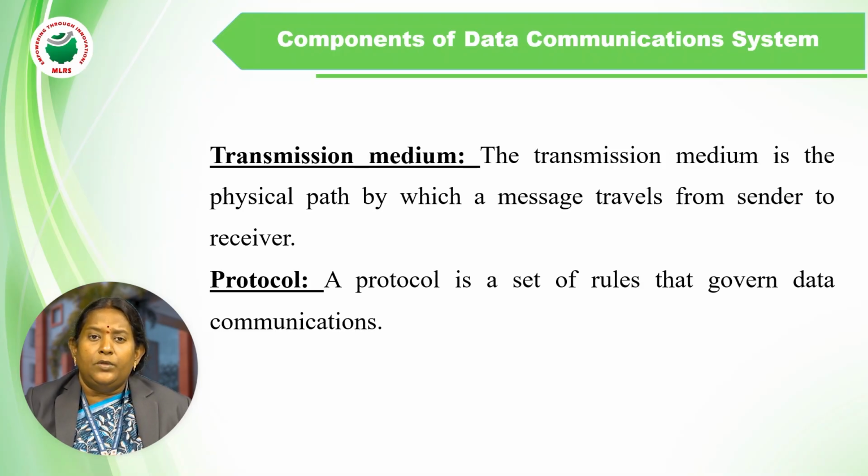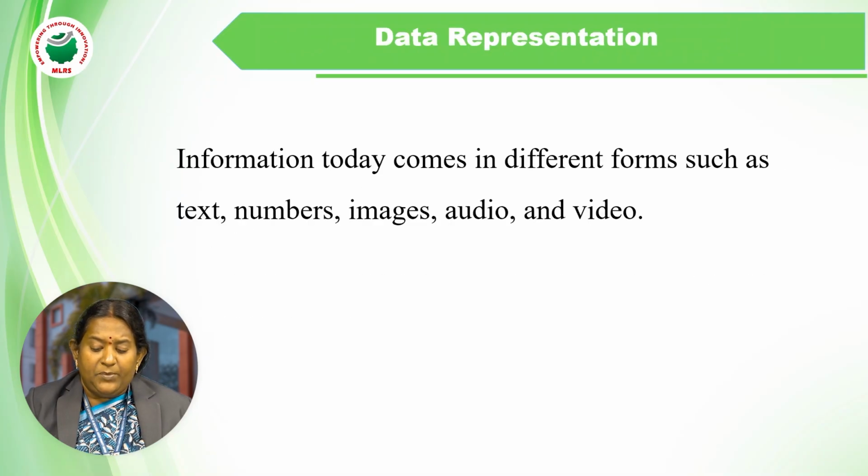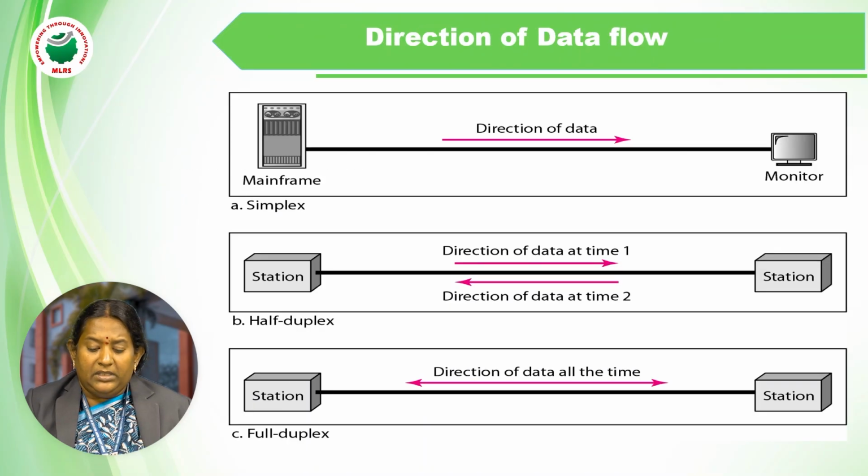Which type of data, and how you want to transfer it from one end to the other end, will have a protocol. Information today comes in different forms such as text, numbers, images, audio, and video. We can have any number of information or n number of data, which we are gathering from different platforms. It cannot exist at one place. It is able to transfer from one end to the other end in the form of text or numbers or images. Now, how will the direction of the data flow be?